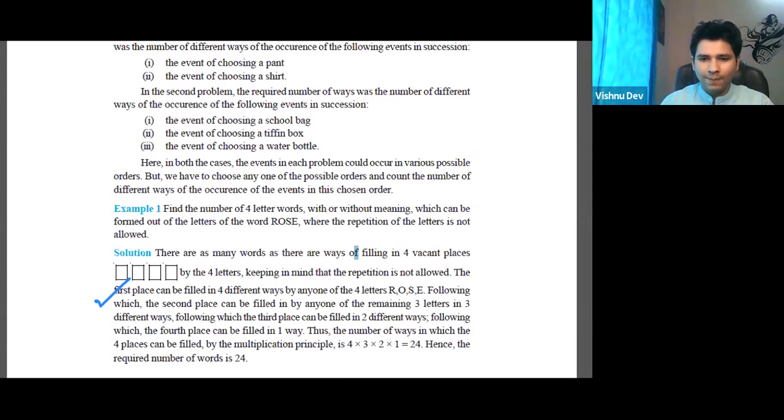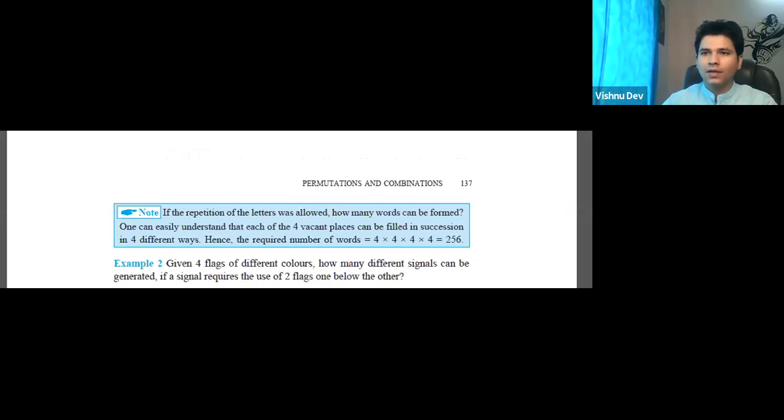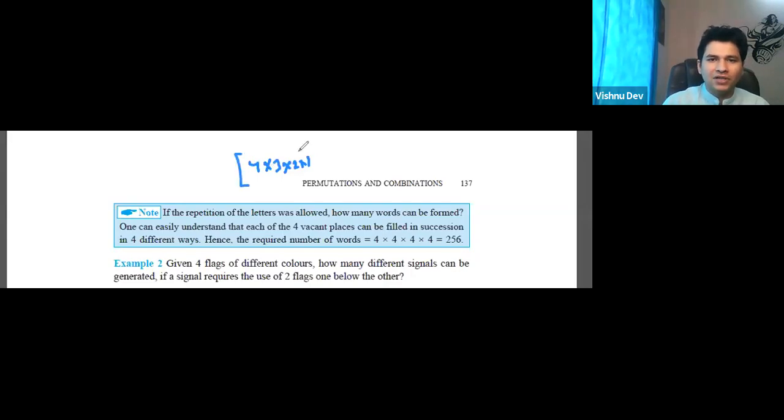So let us solve one more problem. Now let us solve this one. Question number 2. In the last problem, repetition was not allowed. If repetition would have been allowed, then it is 4 into 4 into 4 into 4, है ना? So this we have already studied. चलो यहाँ पे second question है, try करो एक बार.